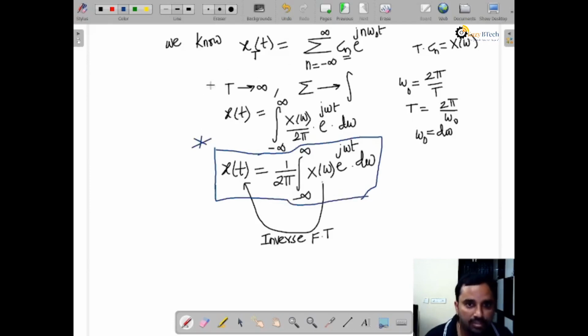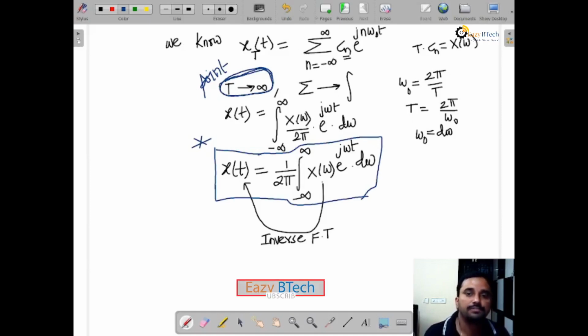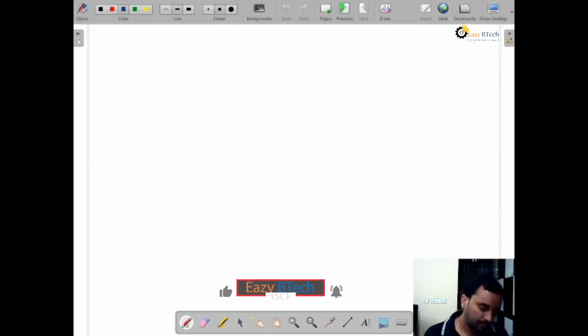So the formula is derived from Fourier series only. In Fourier series, what is the concept we are taking? Time period goes to infinity, T goes to infinity. This is the point. As T goes to infinity, then what are the changes? All those we have taken into consideration. Then we got the Fourier transform formula and inverse Fourier transform formula. Right? Now, let's do some examples.